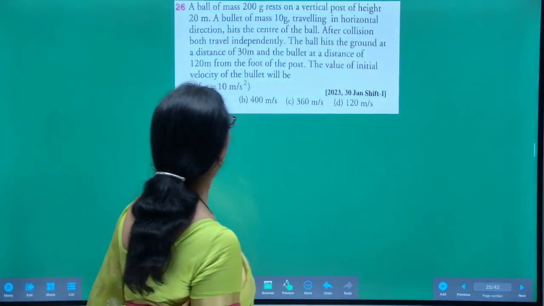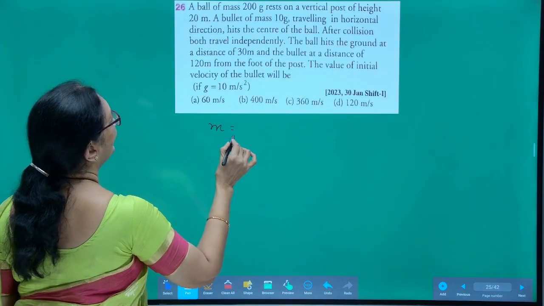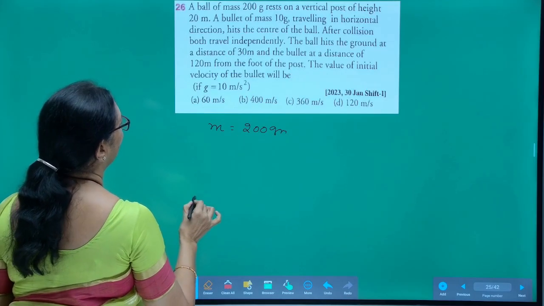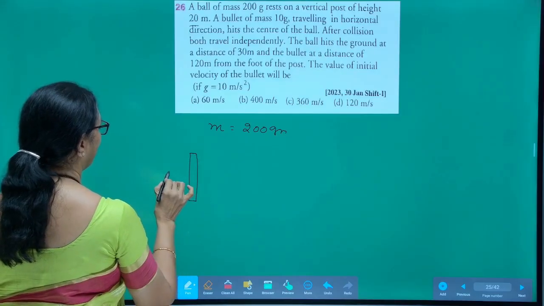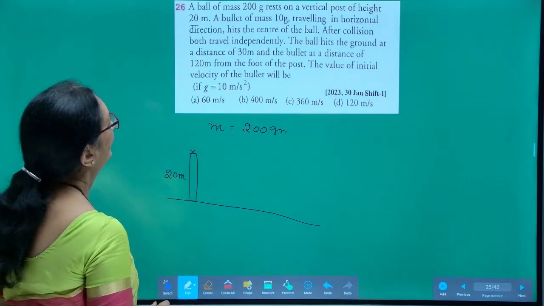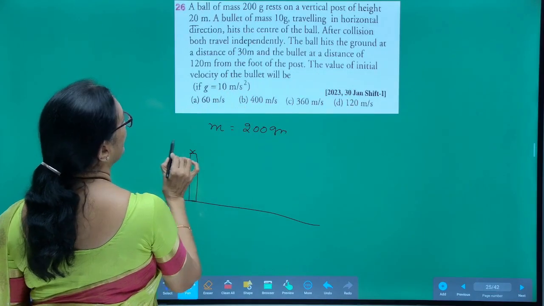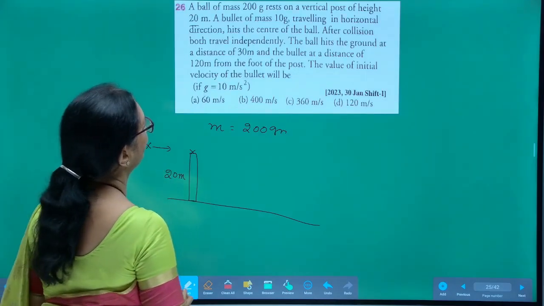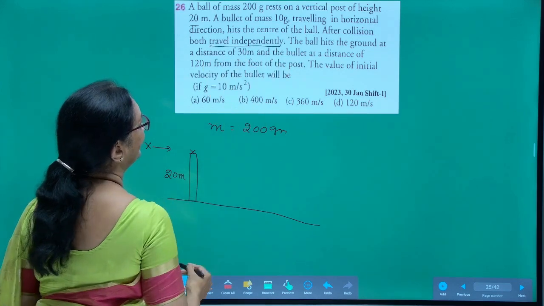Now, look into the next problem. A ball of mass 200 grams rests on a vertical post of height 20 meters. This is a vertical post of height 20 meters. A ball is resting on that. It is hit in the horizontal direction. So, look, a bullet of some mass hits this in the horizontal direction. After collision, both of them travel independently.